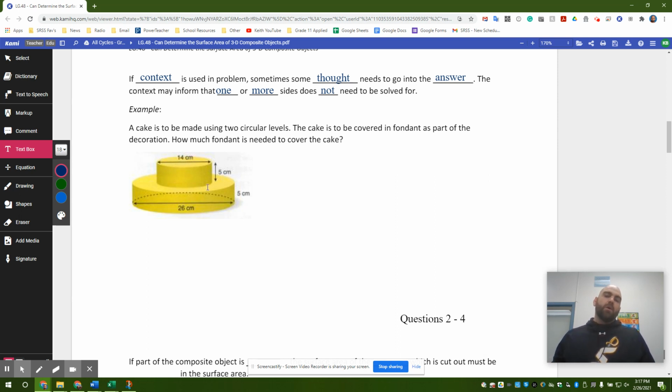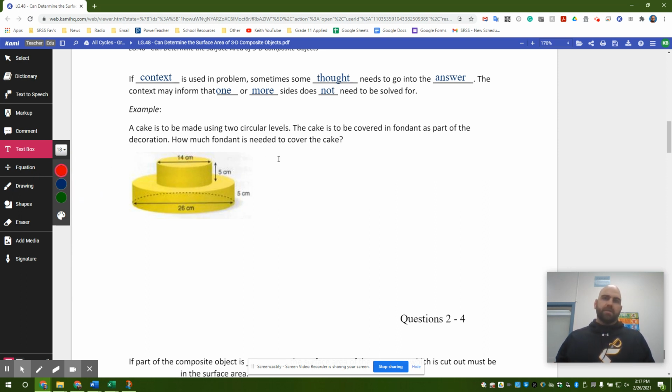But wait a minute, would we need to put fondant on the bottom of the cake? No. So we only need to put fondant on the parts that are showing except for the bottom. So here we have a cylinder on top, as well as a cylinder on the bottom, where we need to find the area that needs fondant. Let's take a look at this first cylinder on top here. We need to find the top circle and the outside rectangle.